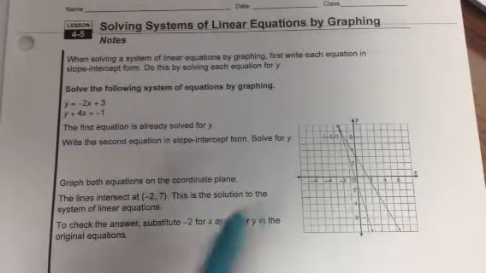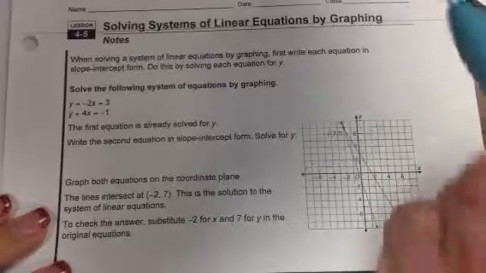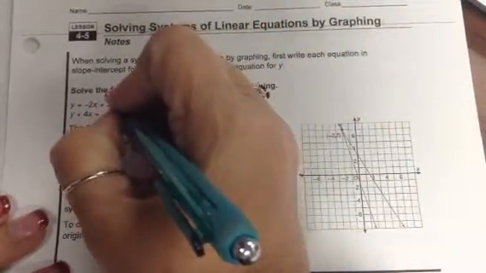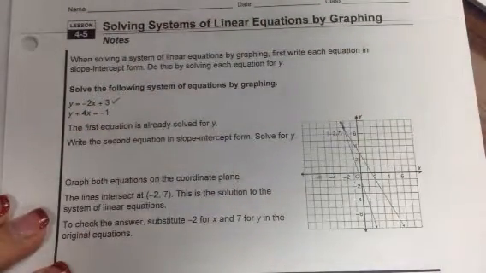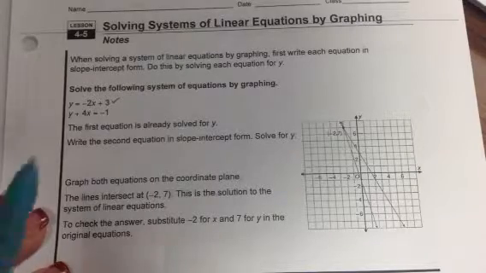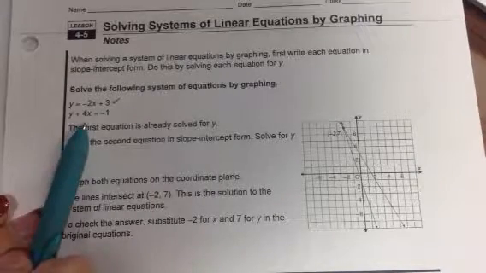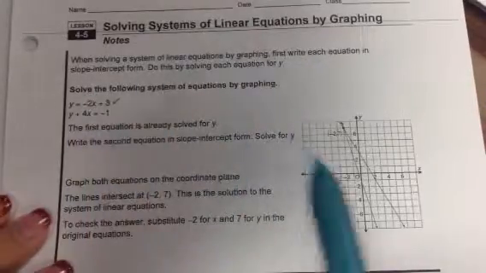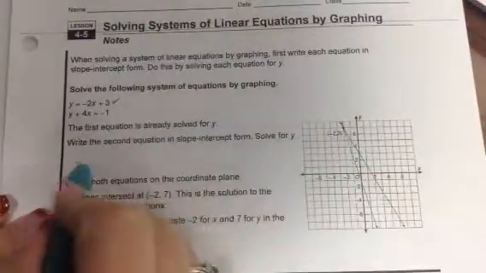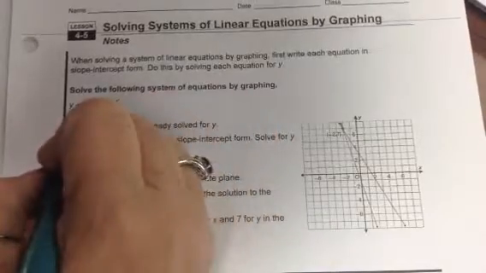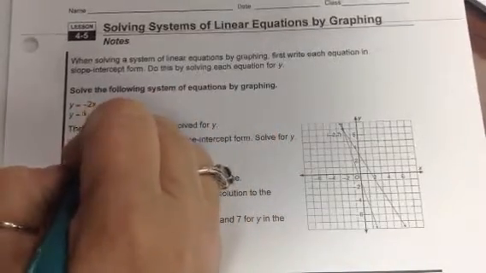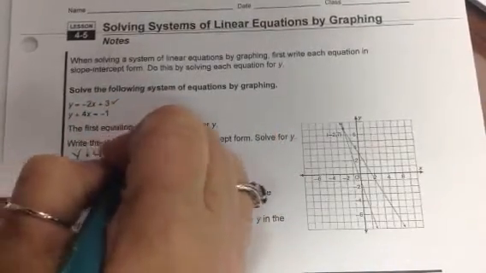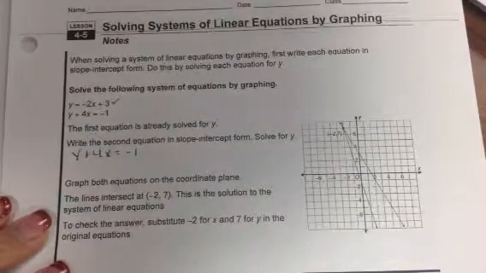The problem with this example is, remember we said that you have to be in y equals mx plus b form. This equation says y plus 4x equals -1, which is not the way we need it. So I'm going to go down here because here it said write the second equation in y equals mx plus b form. So we're going to go down here and we're going to fix it.